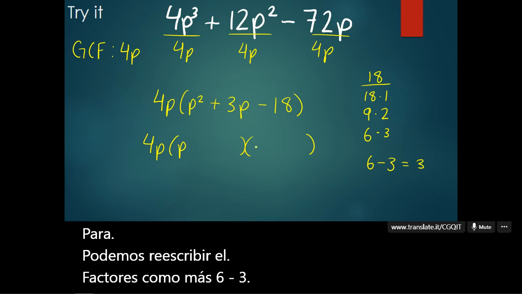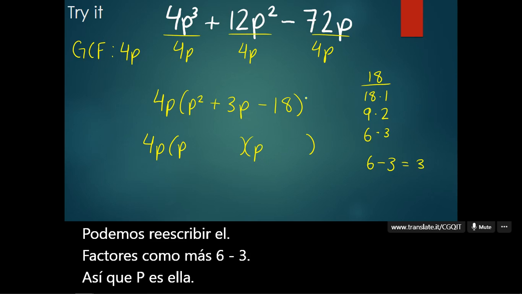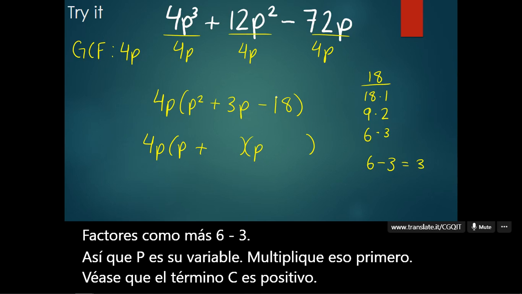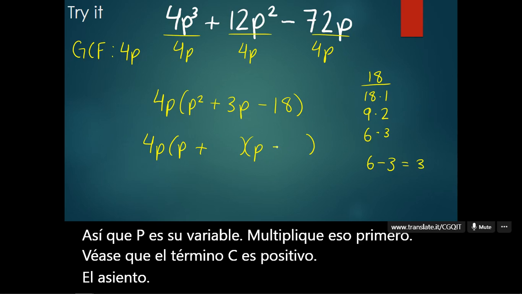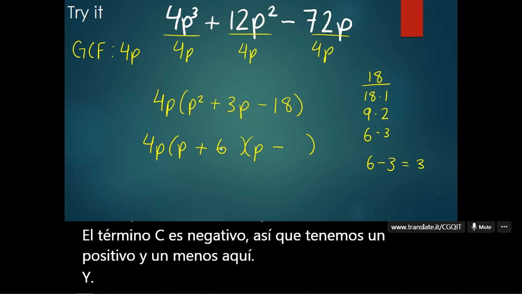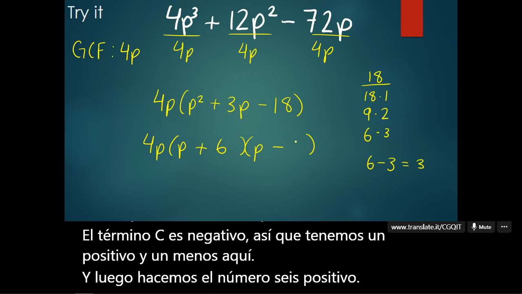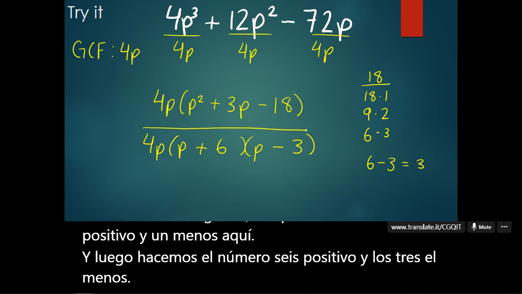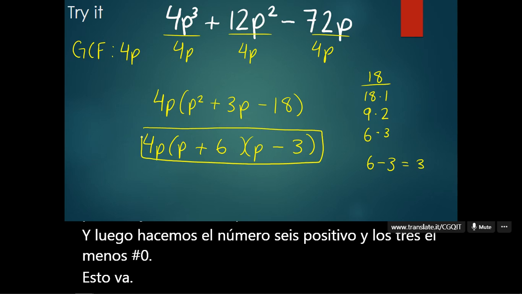So p is our variable, multiply that first. The c term is negative, so we have a positive and a minus here. And then we make the 6 a positive number and the 3 the negative number. So this is going to be my answer for this problem.